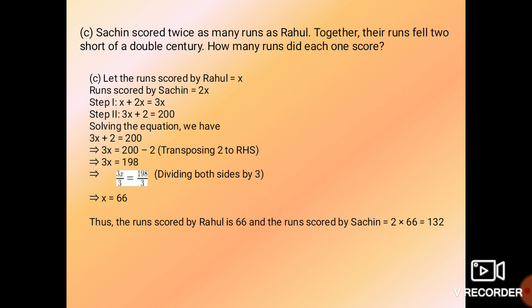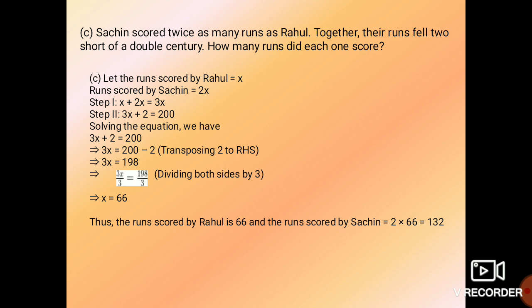So we'll assume that the runs scored by Rahul be x and the runs scored by Sachin will be 2x. And you know, together their runs fell too short of a double century. So if I add 2 to the runs of both Rahul and Sachin, it will be equal to a double century. Together their runs will be x plus 2x, that is 3x, and if I add 2 to their runs together, it will be equal to the double century, that is 200. So I have got an equation.